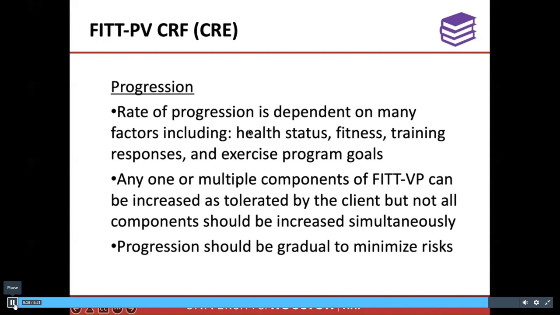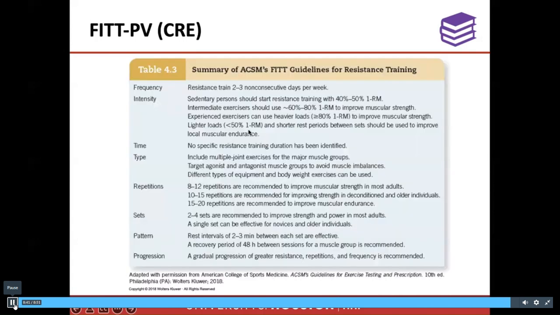Progression should be gradual to minimize risks. So we usually recommend no more than like a 10% increase, for example, in volume per week to help minimize risk. Again, somebody who's severely deconditioned, we can go a little bit more than that because you're starting them out so low that 10% is not very much of an increase. And table 4.3 in your textbook, actually, let's save this for the next one.